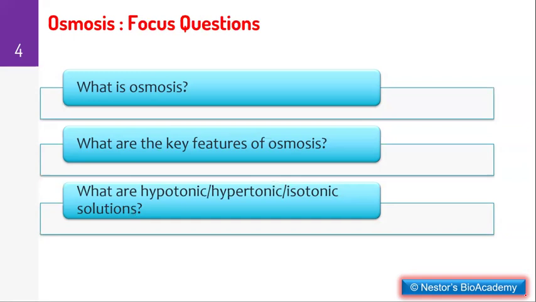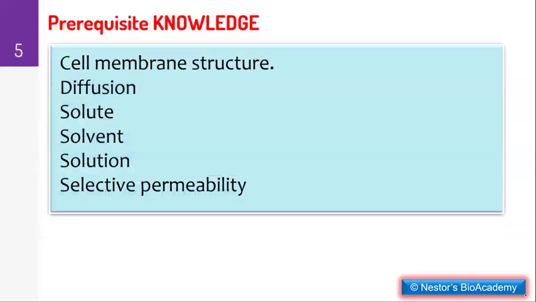I also need you to be able to describe what hypotonic, hypertonic, and isotonic solutions are. As a prerequisite for this lesson, you need to be able to recall the cell membrane structure and especially its role, particularly the role of semi-permeability. You need to be able to recall what diffusion is. We discussed this in the previous video.